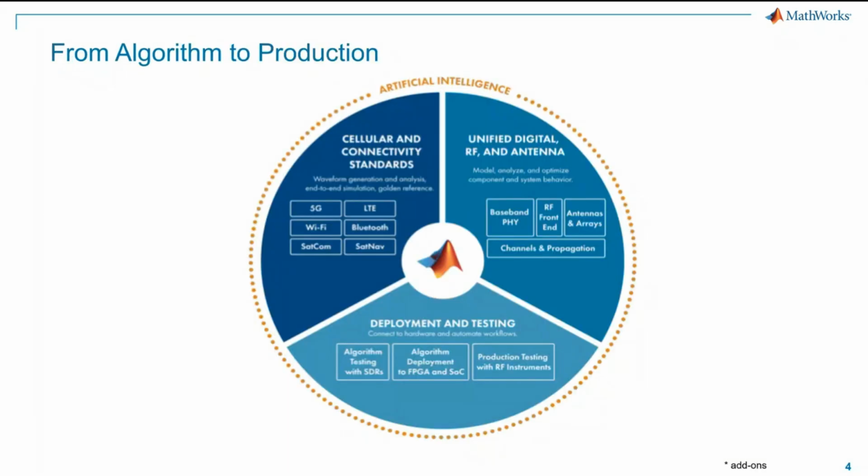Let's get started. This is a graphic that demonstrates where at MathWorks we are investing our time and effort in the wireless space. We try to cover from algorithm to production. So that would be cellular standards. You can see there's quite a lot of products there related to different wireless standards, including some add-ons which are free to download when you have the base toolbox, like for example, the 6G Exploration Library.